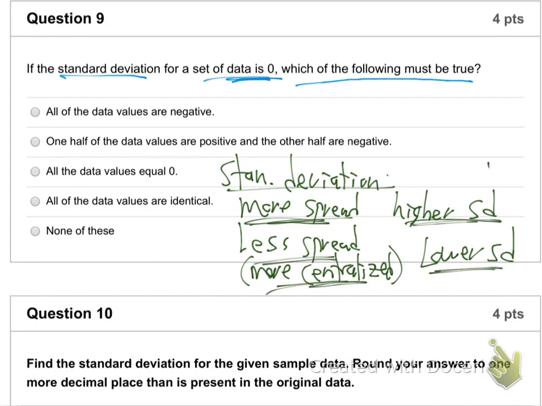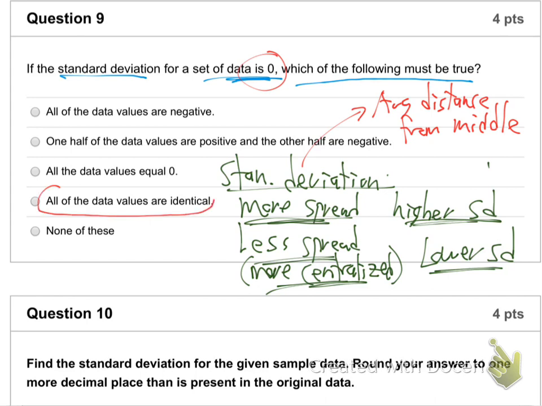And the other definition I gave you: standard deviation is the average distance from the middle, or the center. So if that is zero, if there's zero spread, zero distance from the middle, it's all in the middle. All the data values are identical, aren't they? Everybody got the average score. Like, everybody got exactly 80% on the exam. That would be no spread at all, zero standard deviation.